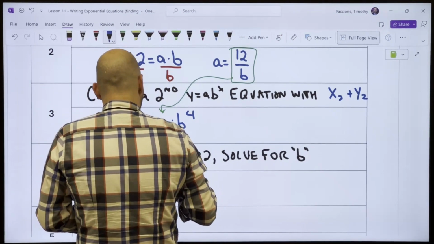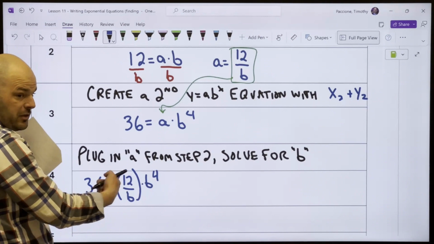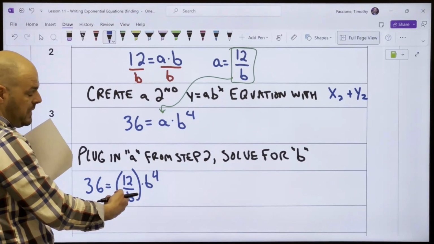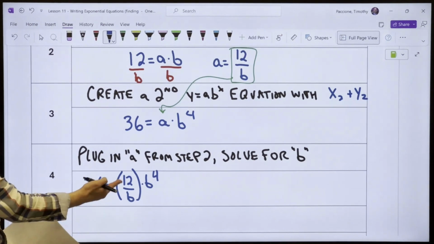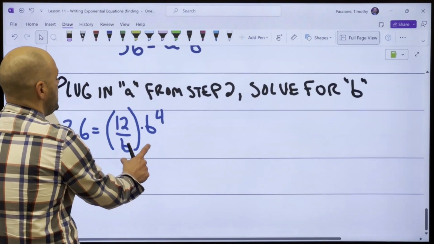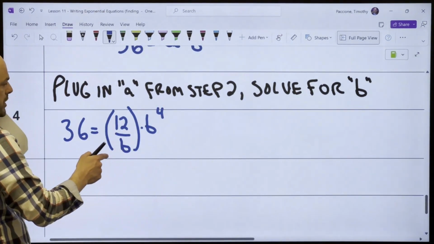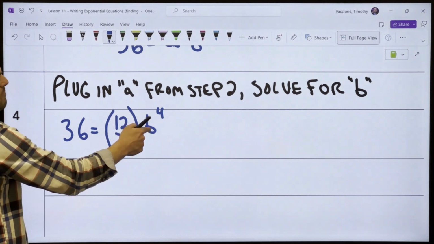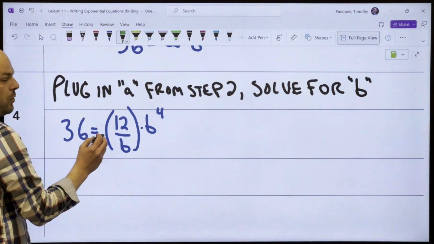Now, again, I want to make sure it's clear why we did that. The only letter I see left is what? B. When you have one letter, you can solve, right? We'll figure out how to do it, but at least we know we can, okay? Now, to begin solving this, I would think to myself, okay, how do I start simplifying over here? When I have b to the 4th times a fraction, what would be helpful to put b to the 4th over?